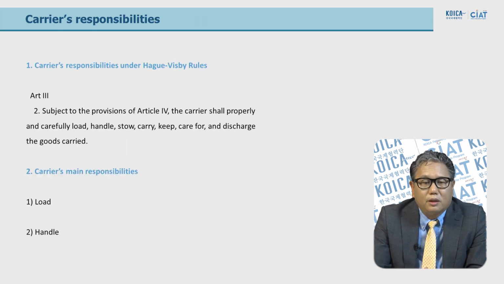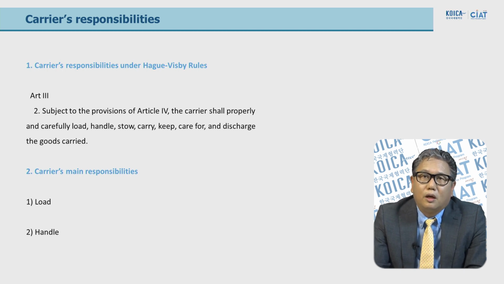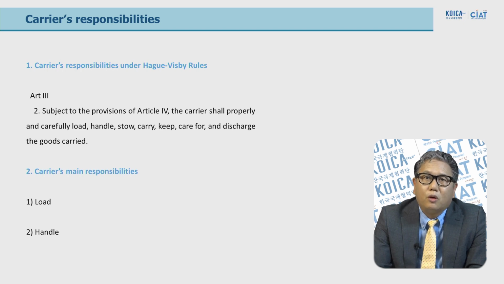This part is the carriers' responsibilities. First is the carriers' responsibilities under Hague-Visby rules. Now let me talk about the carriers' responsibilities specified by the Hague-Visby rules. It is paragraph 2 of Article 3 that defines the carriers' responsibilities.